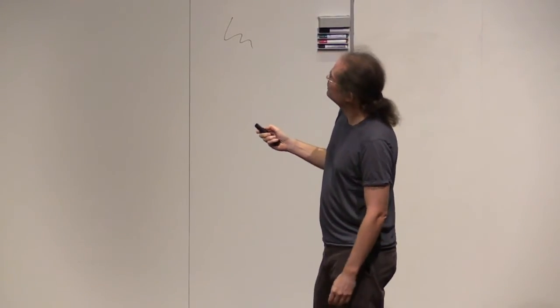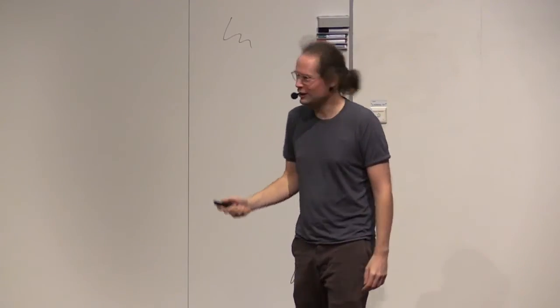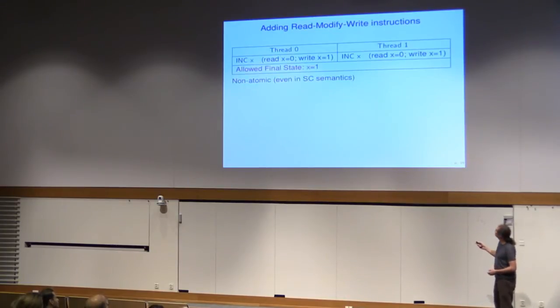Okay, a bit more x86 for a couple of minutes. So this is not a RISC processor. I'm not sure, are there any RISC processors these days? No, not really. It has a whole lot of instructions that both read and write memory. So you can do an increment instruction on two threads, and even in the SC model, these are not atomic actions. So that increment and that increment in parallel could perfectly well both read 0 and then write the same value if they're sufficiently well synchronized by happenchance.